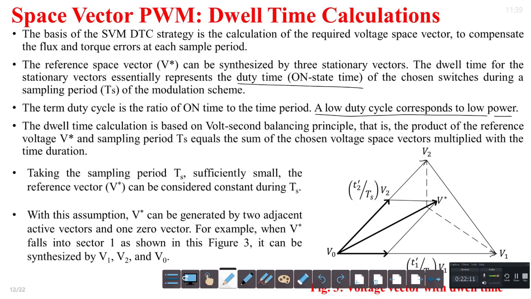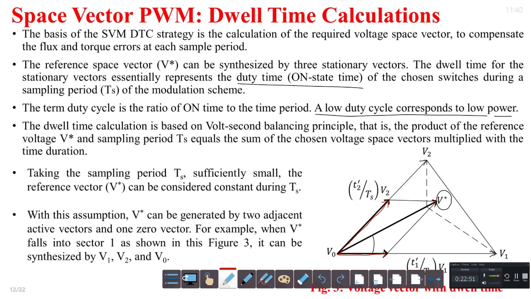But in space vector PWM, we can apply a reference voltage V star, as shown here, which can have any magnitude at any phase angle. That is possible in space vector PWM. And how to generate this reference voltage V star? As you see, this reference voltage V star is the sum of a voltage along V1 and another voltage along V2. When these two voltages are added, we get V star.